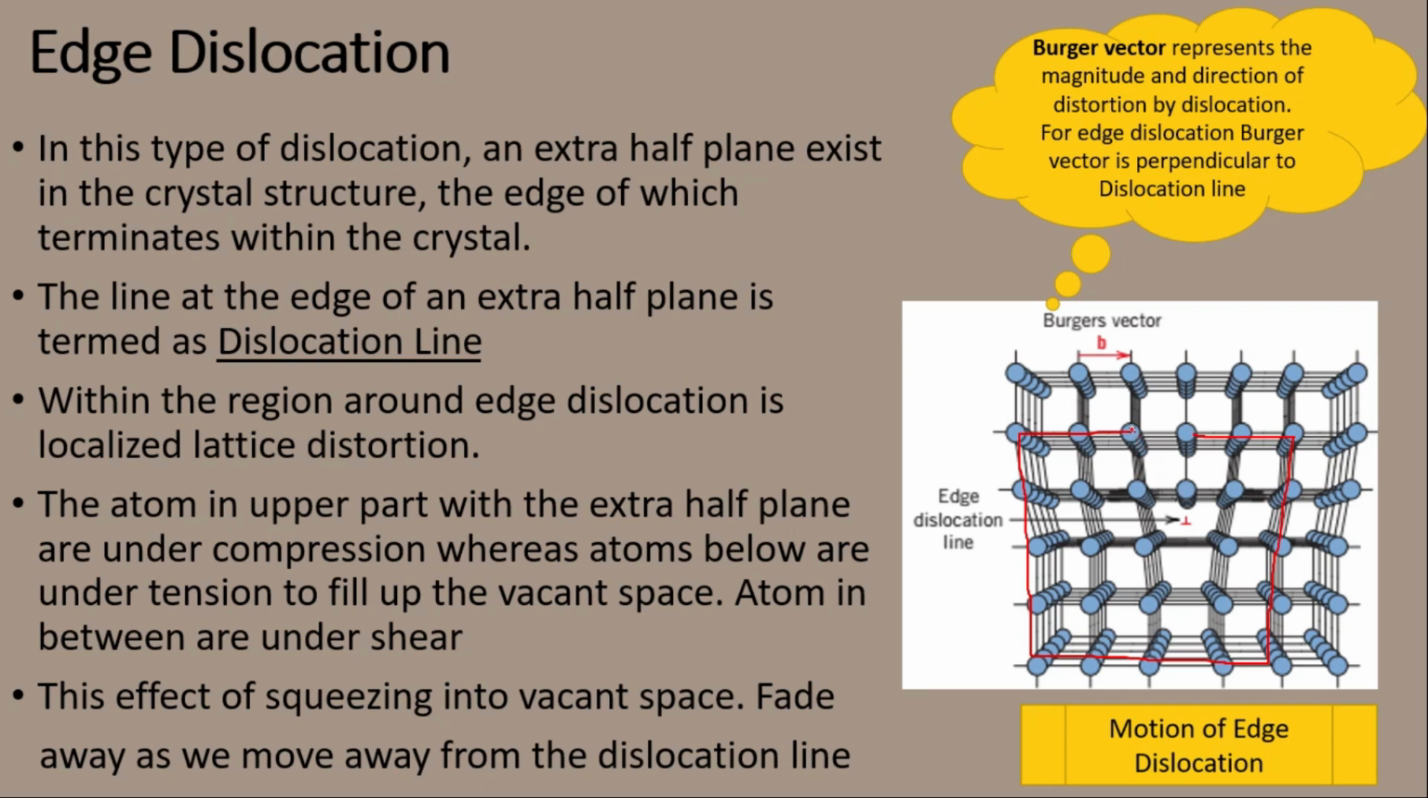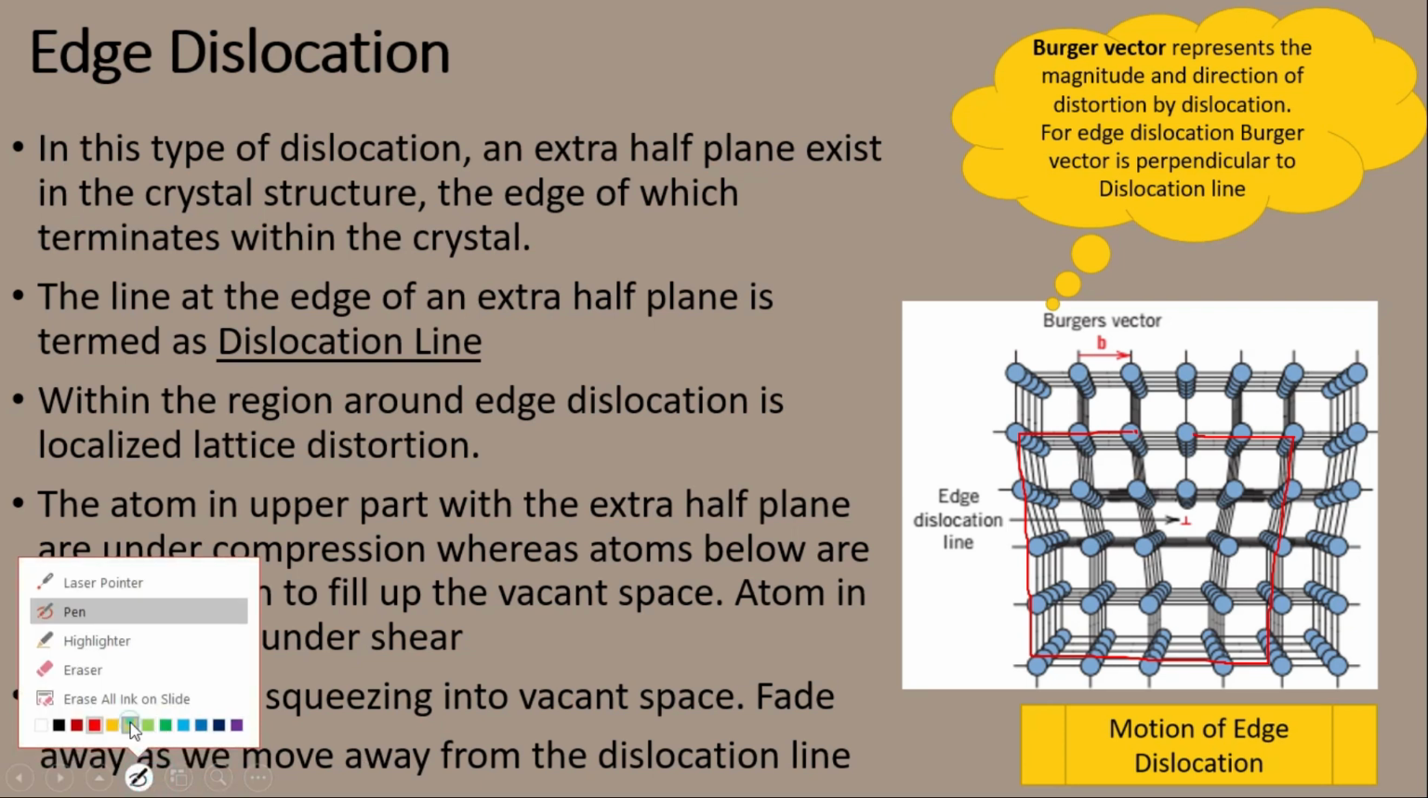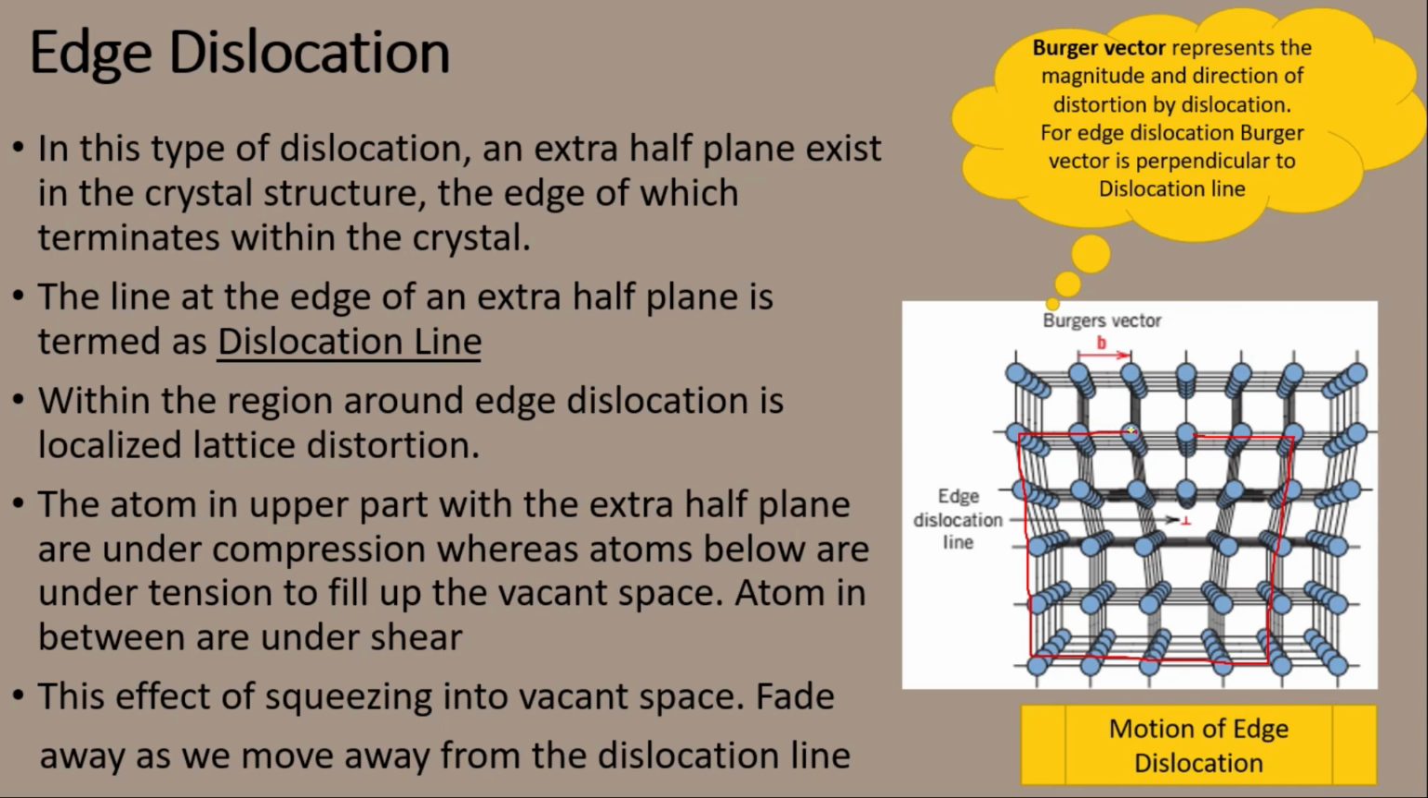And how much is the magnitude of this one? So we'll start from the starting point towards the end point. We'll make it like this, from the starting point towards the end point. This is our Burgers vector for this dislocation, and its magnitude is 1 atomic distance here, right?